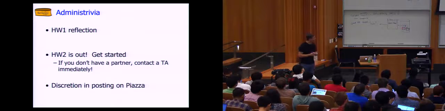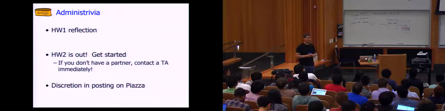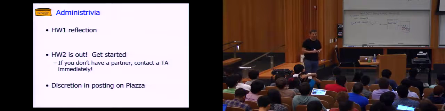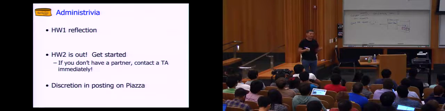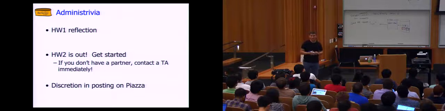If you don't have a partner for homework 2, you have to get in touch with the TA pronto. All right, you're supposed to have a partner by now. We might be a little bit lenient, but it's time. If you call us the day before it's due and say, you know what, I didn't do the partner thing, that's bad. Okay, that could hurt you.